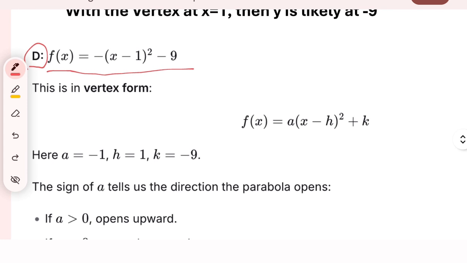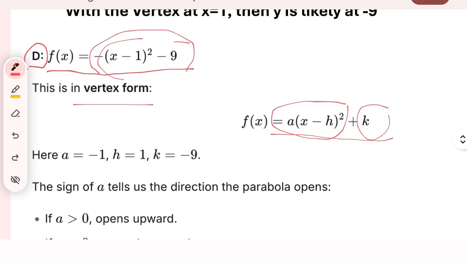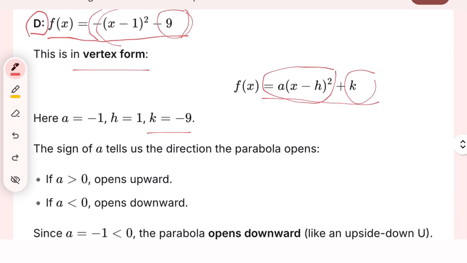For letter D, if you look at the formula, it is actually a formula in vertex form. It looks like the vertex formula, right? Here we have a times (x minus h) squared, and here we have the k, which is -9. From this formula for letter D, the sign of a tells us the direction in which the parabola opens. In this case, the sign of a is -1.